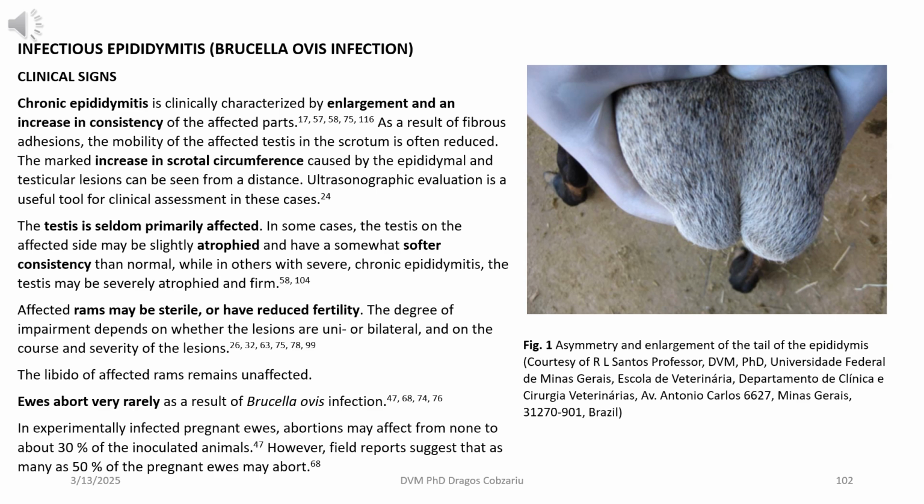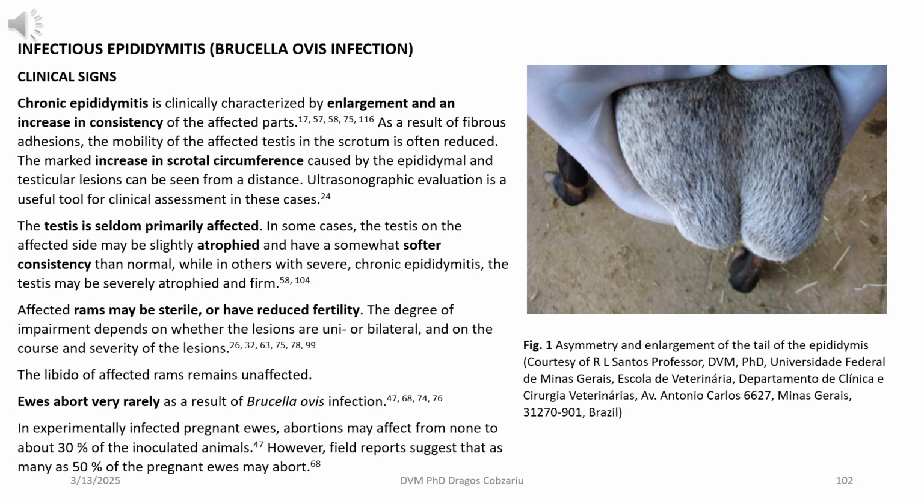Ultrasonography is useful for clinical assessment in these cases. The testis is seldom primarily affected. In some cases, the testis on the affected side may be slightly atrophied and have a somewhat softer consistency than normal, while in others with severe, chronic epididymitis, the testis may be severely atrophied and firm. Affected rams may be sterile, or have reduced fertility. The degree of impairment depends on whether the lesions are uni or bilateral, and on the course and severity of the lesions. The libido of affected rams remains unaffected.